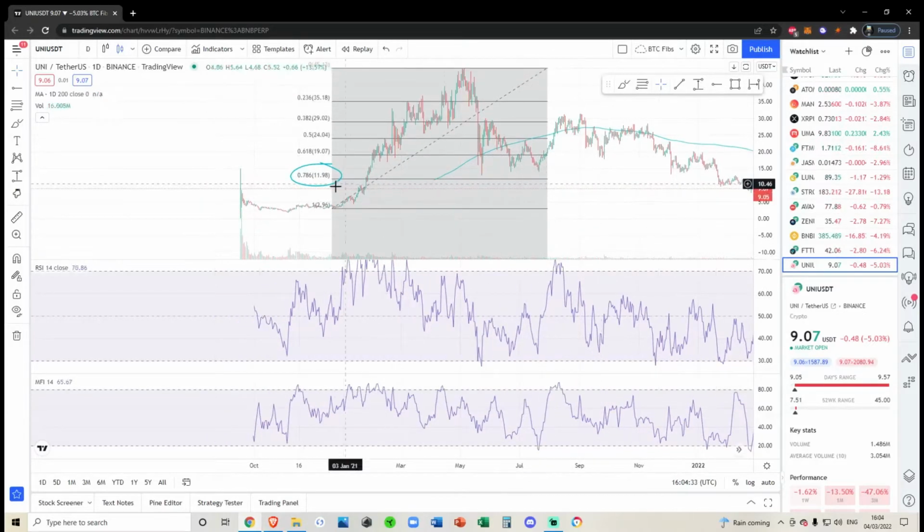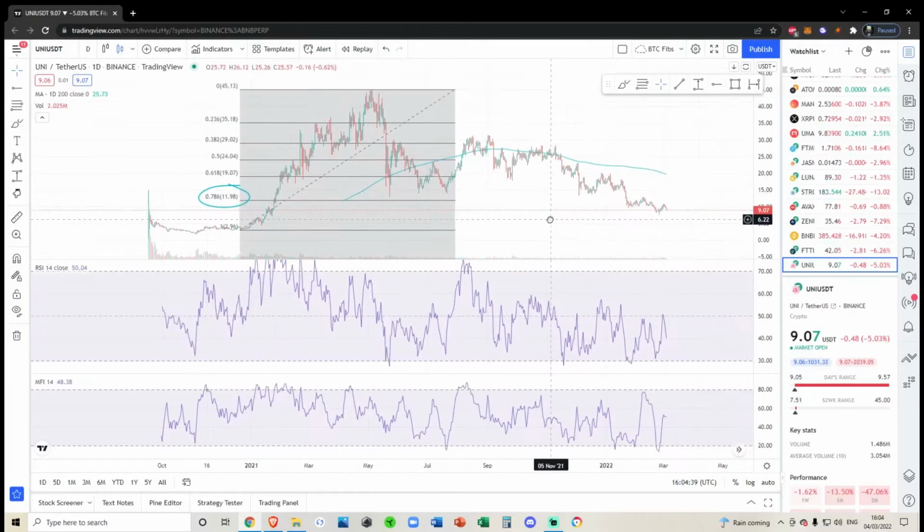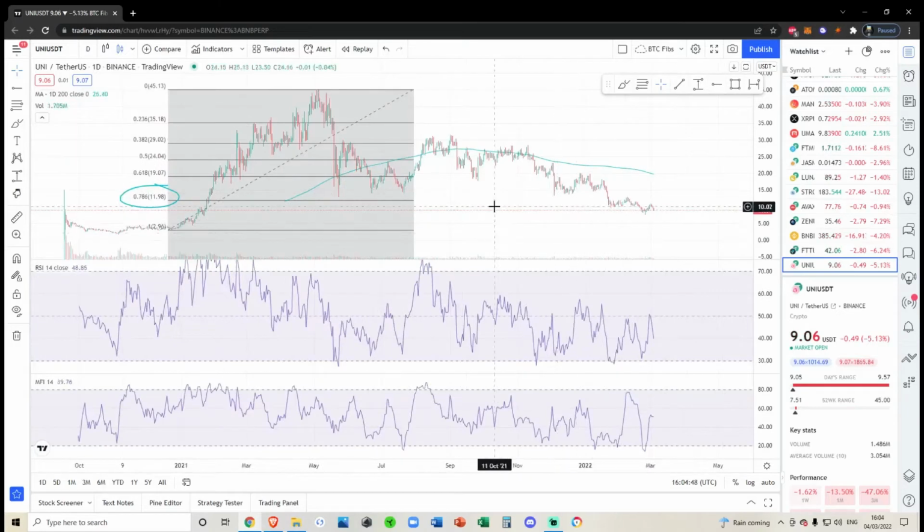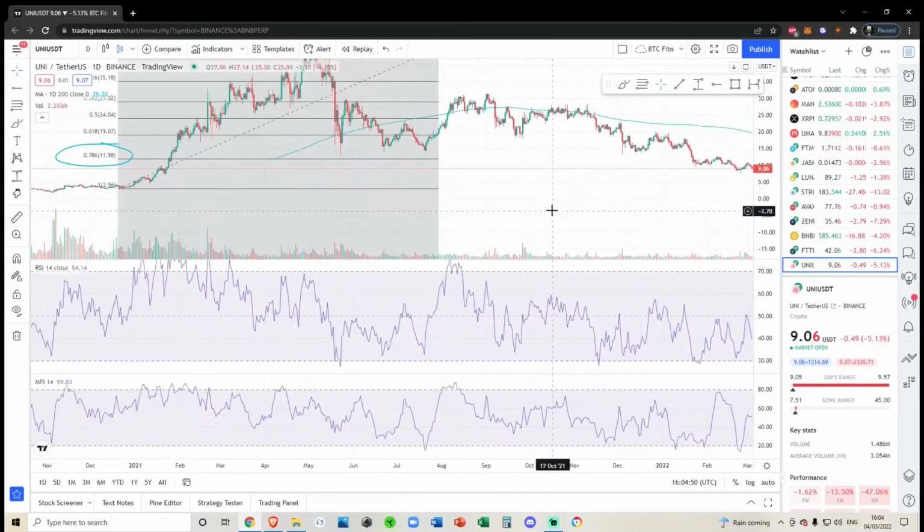Being slightly more conservative, you could argue that if we did bounce on the 786, we would be bullish, but we basically fell through it like butter, retested it, broke down, retested it a second time, and now we've broken down again. So in my opinion, Uniswap does not look good in the short term.